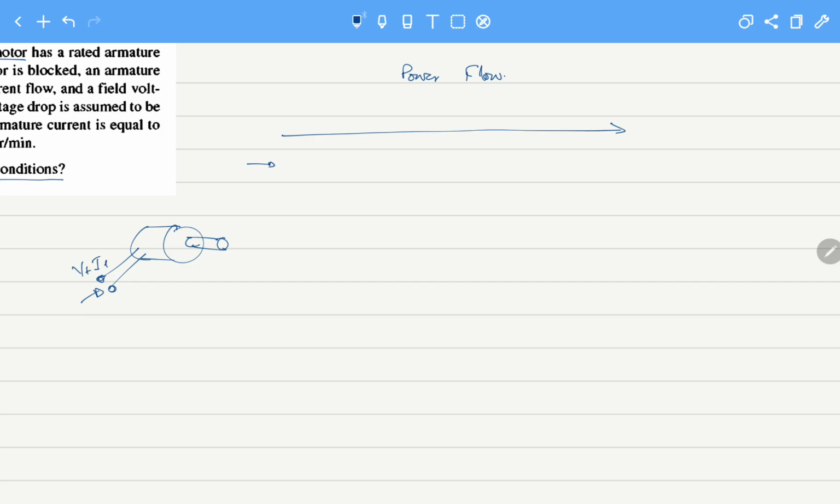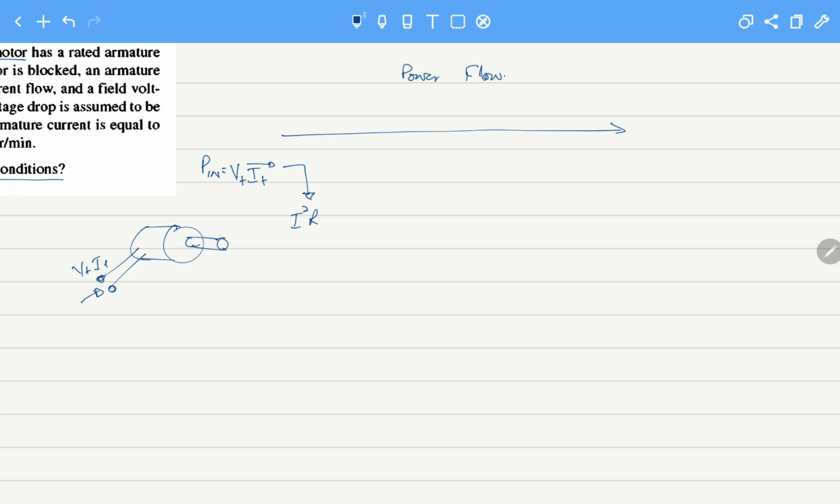So the input to the motor is P in, which is V terminal times I terminal. This is also the line current, we can call it. Now inside the motor, the first kind of losses that exist are I square R losses, the losses in the winding.